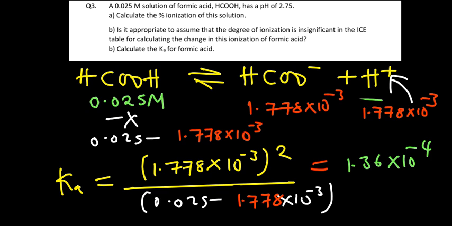If we go by the number of significant figures, we have 3 significant figures here, but the least we have is actually 2. So we may end up writing it as 1.4 times 10 to the power negative 4. Okay, so this is where we end for this question.